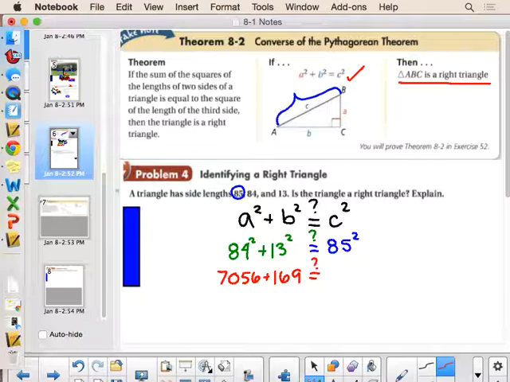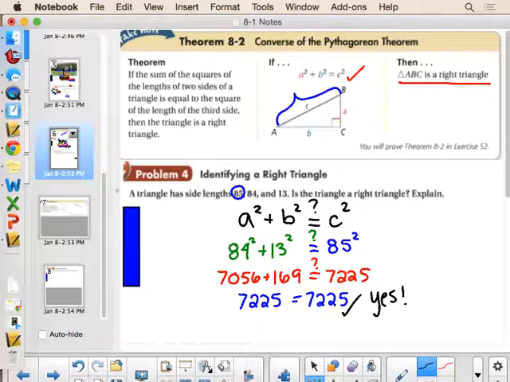Questioning whether or not this is equal to 85 squared, which is 7,225. Combine like terms on my right-hand side, and this gets me 7,225. And so I ask myself, does 7,225 equal 7,225? Indeed it does. Therefore, the Pythagorean theorem holds. Therefore, yes, we have a right triangle, because the Pythagorean theorem works.